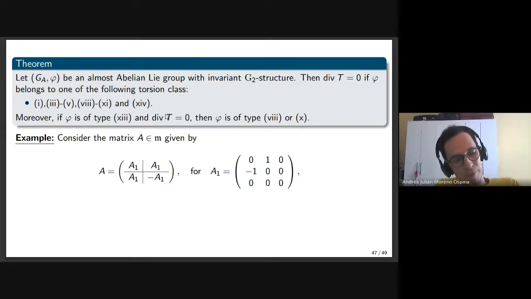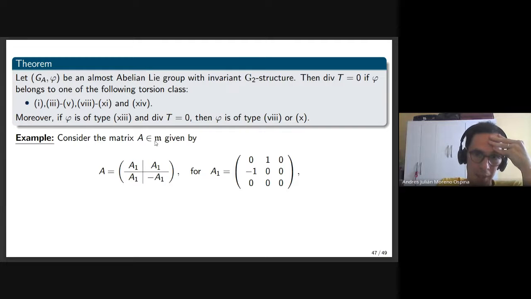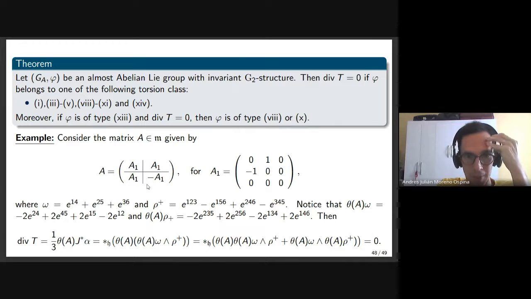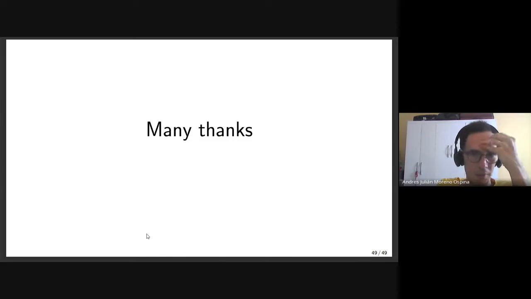And finally, we consider an example when A is in M. It means that the G2 structure is in the 15 class, right? And we construct an example where the G2 structure associated with that almost abelian algebra is divergence free. So that's it. Thank you for your attention.